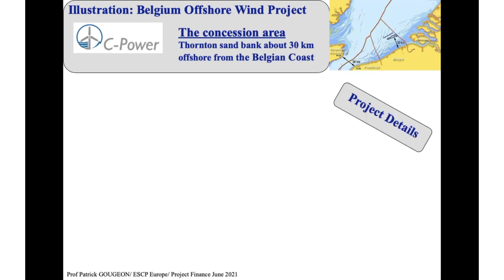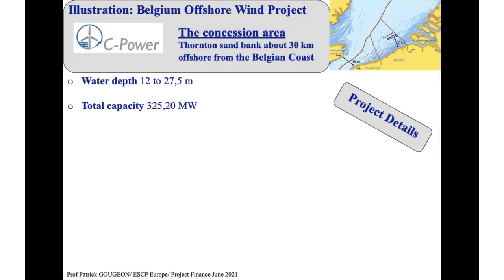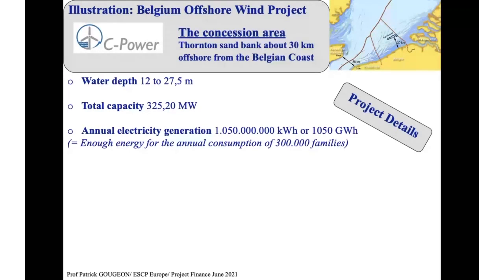Seapower is the name of the project company. So I give you all types of details just for your information. I'm not going to comment on all this. The water depth where the project takes place. That's why we have a lot of wind farms there, because it's not too deep, 12 to 25 meters. A total capacity of 325 megawatts. Here you have the idea about the annual electricity generation. So it's a smaller project than the one you have in Vietnam right now. You also avoid CO2 emissions.